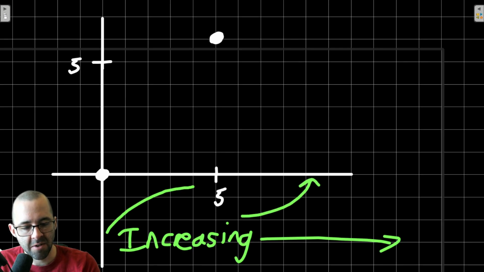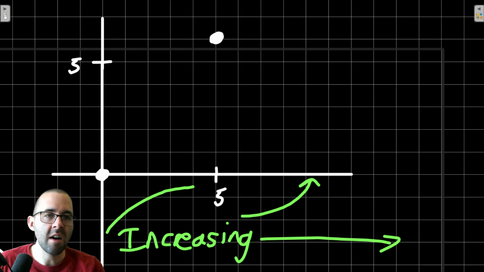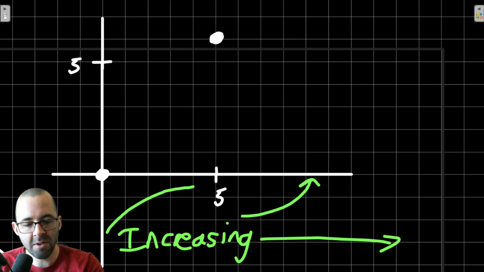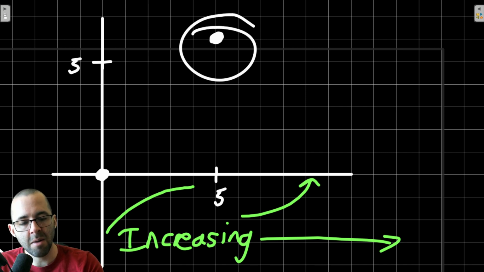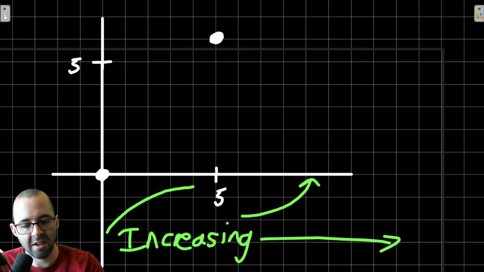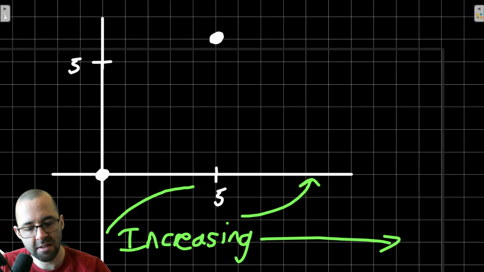And again, it's only increasing. So it's got to be concave down in the first region, concave up in the second region, and it's got to be increasing everywhere, which makes this right here a point of inflection because it changes concavity. So maybe it looks kind of a little something like this.